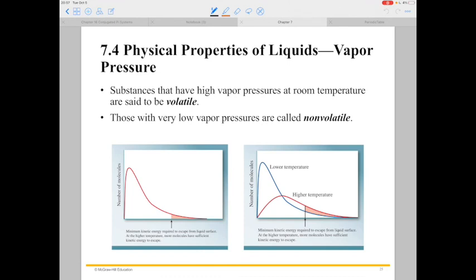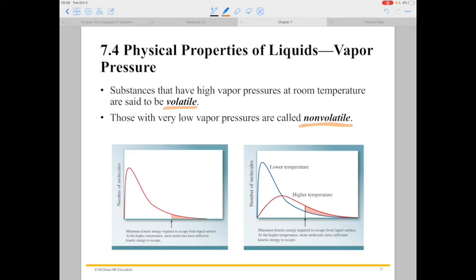Okay, substances that have high vapor pressures, we call them volatile substances. If something has a low vapor pressure, it's called non-volatile. So again, something like paint thinner or nail polish remover or rubbing alcohol, those would be volatile substances. Water is an example of a non-volatile substance. It has those strong hydrogen bonding interactions that prevent neighboring water molecules from escaping to the gas phase too easily.